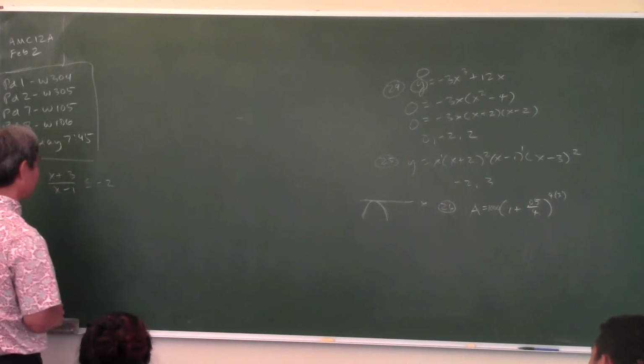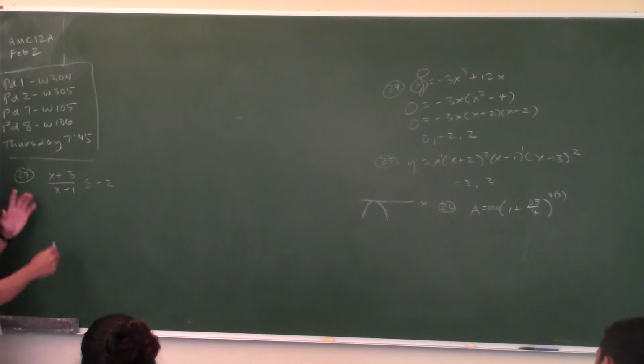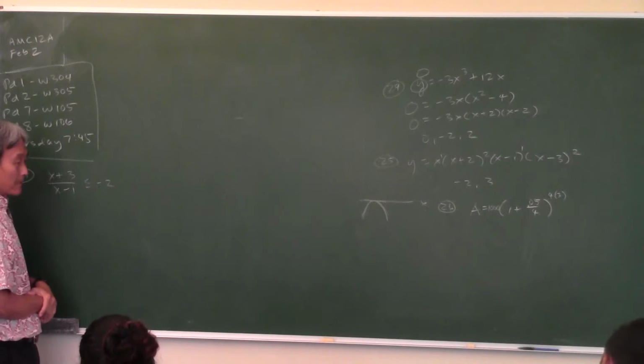Okay, how do I solve an inequality like this? Multiply both sides by x minus 1. No. Who said yes? I guarantee you, you multiply both sides by x minus 1, that answer could be waiting for you. No, why can't you multiply both sides by x minus 1?